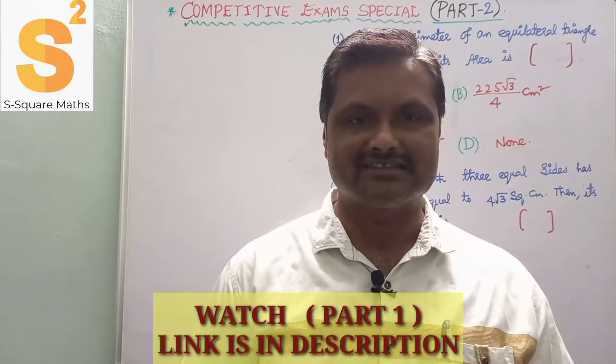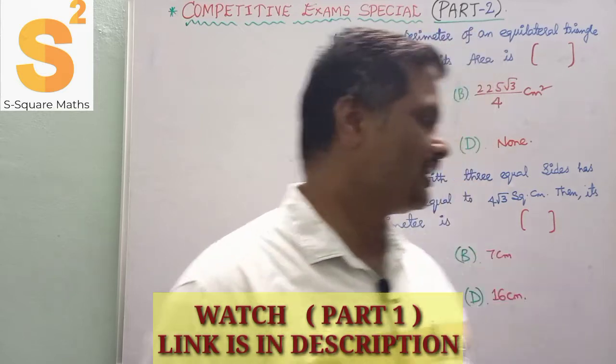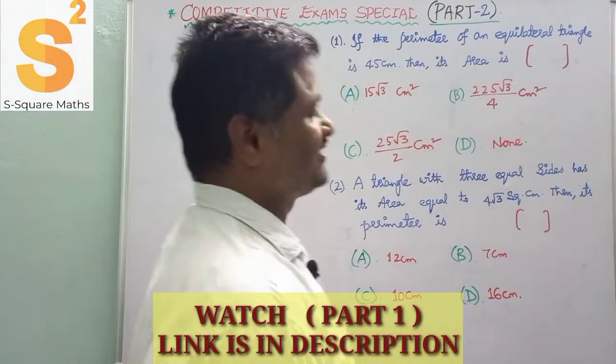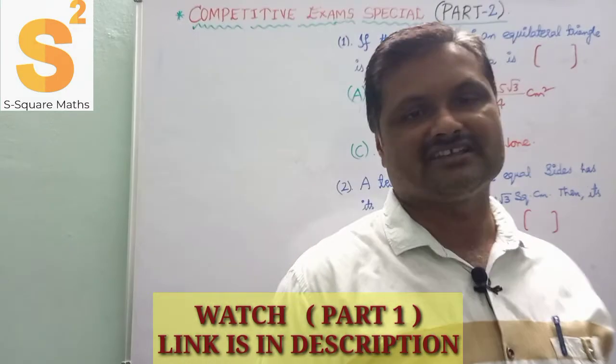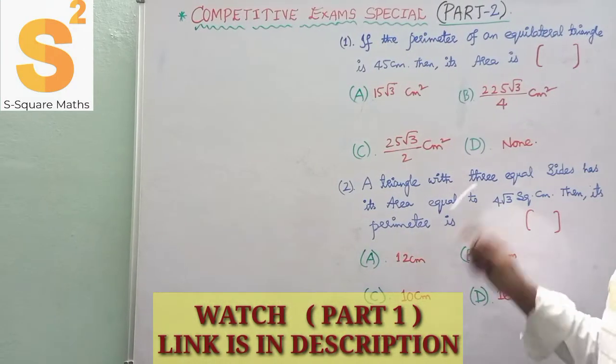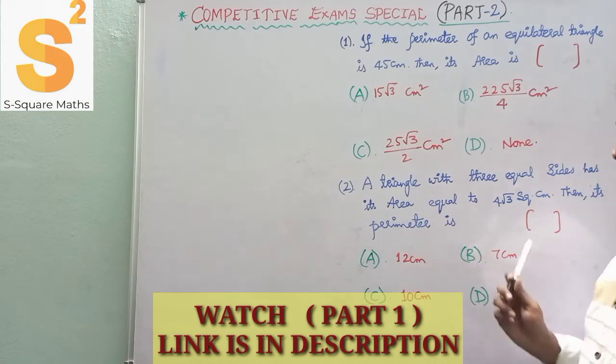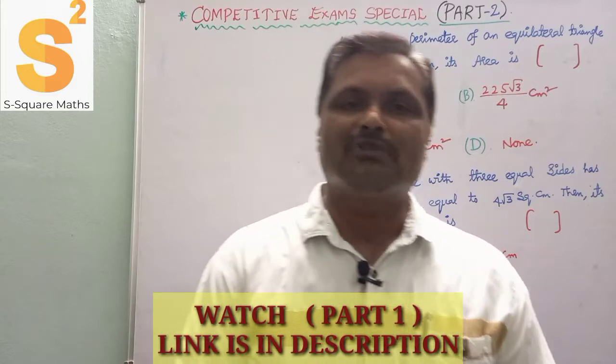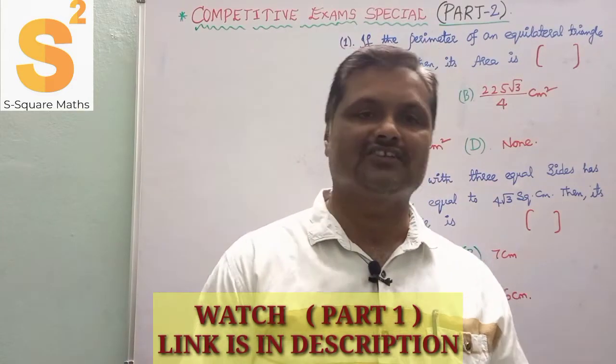Competitive examinations part 2. So now, if the perimeter of an equilateral triangle is 45 centimeters, then find its area. Four options are given. Next, a triangle with three equal sides has its area equal to this one, then find its perimeter. So now second part, those who did not watch the first part, go through it.